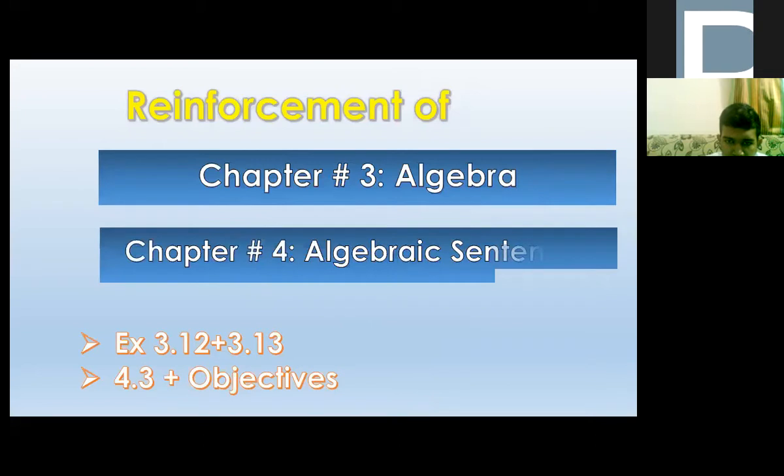Okay, so the chapters which we are going to discuss are chapter number 3, algebra, and chapter number 4, algebraic sentences. That means totally we are going to discuss today section B, based on algebra 3.12, 3.13, 4.3 plus objectives. Okay, so let's begin.